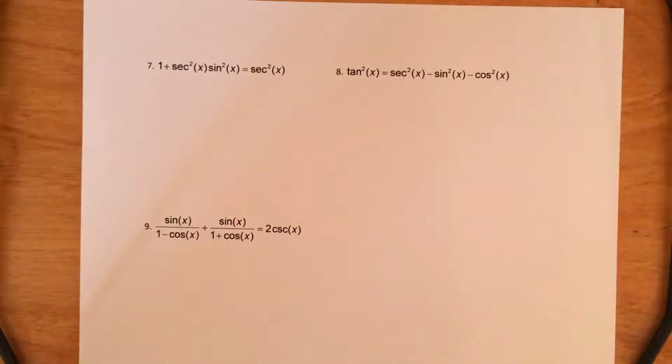All right, here we go. Proving trig identities paper in class questions 7, 8, and 9. Last three. If you're here, you're doing great. So glad that you're using these.